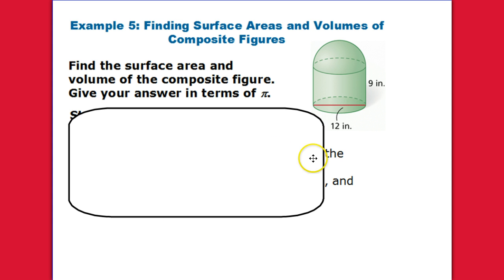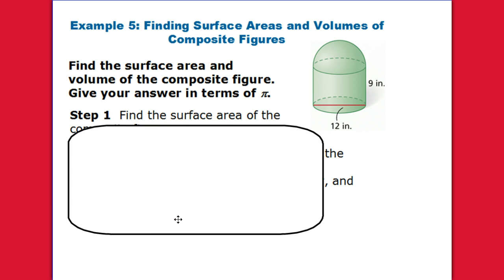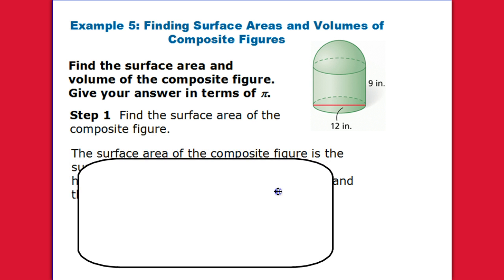Okay, we have a composite figure now. Fun, fun, fun. And you find the surface area and volume of this composite figure. Give your answer in terms of pi. Well, to find the surface area, we make a plan, right? We have a hemisphere without its base, so half of a sphere. And we have a cylinder without one of the bases. So we make that plan.